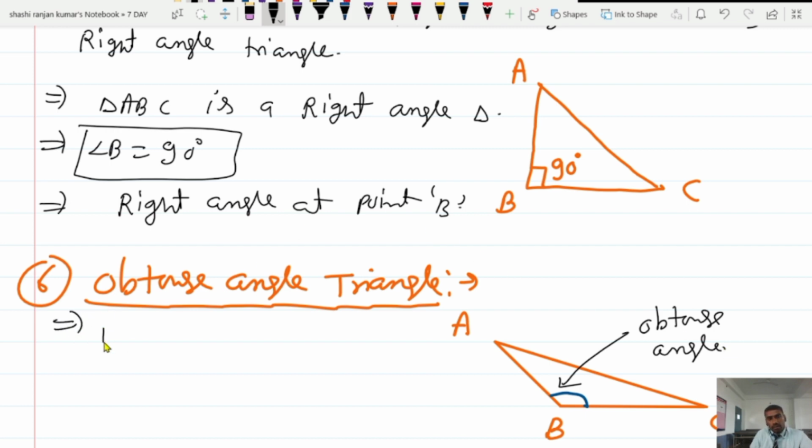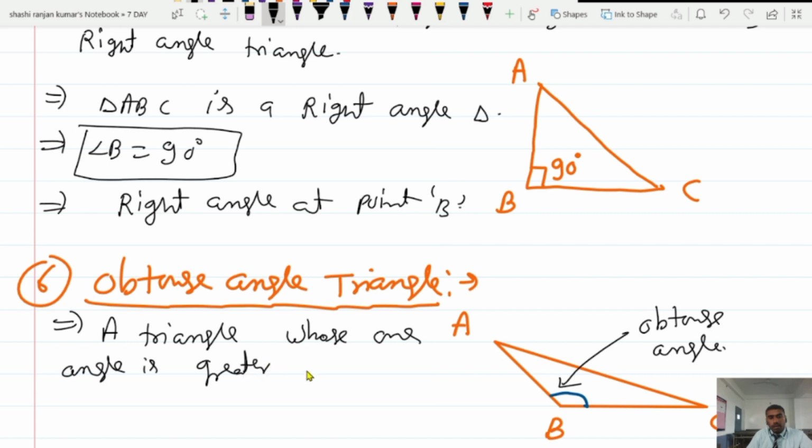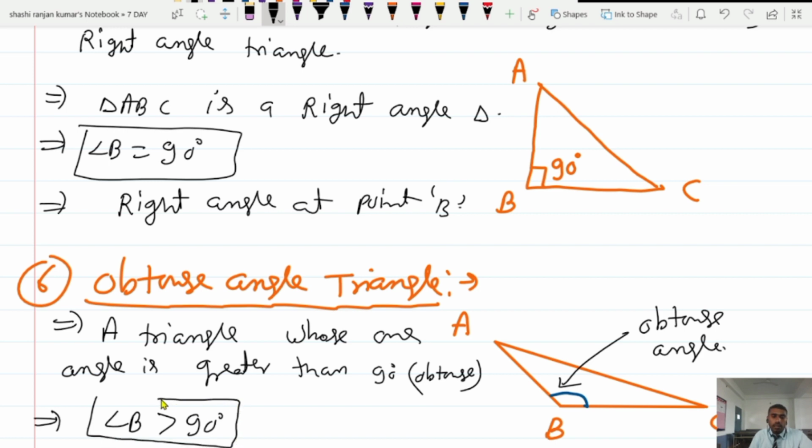So what can we write here? A triangle whose one angle is greater than 90 degrees, that is obtuse, is known as an obtuse angle triangle. Here this angle B is greater than 90 degrees. So this is the obtuse angle triangle. These are the different types of triangles we have discussed here. Any question up to this point? Okay. Next.